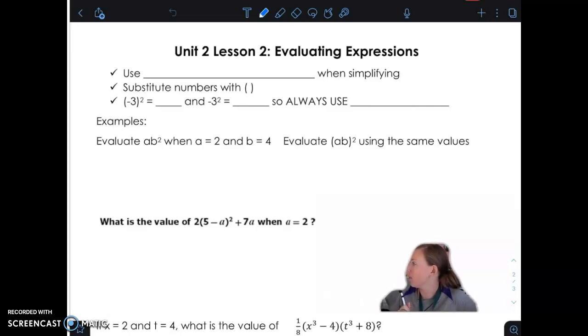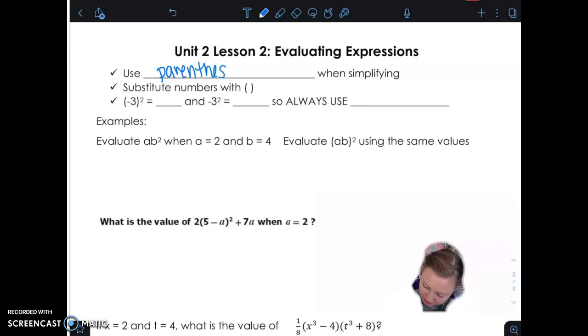We're going to fill in the notes that are on the back of your page from your warm-up. The first thing you always want to do, and we're going to say this about 17 times in this lesson, is use parentheses when you're substituting. Substituting means taking numbers, plugging them into an expression, and then coming down to one number. We plug them in, and then we simplify it.